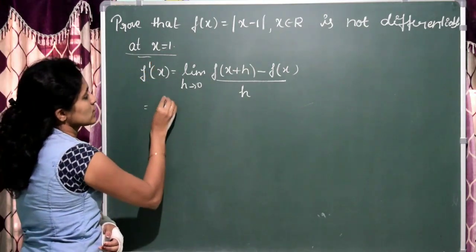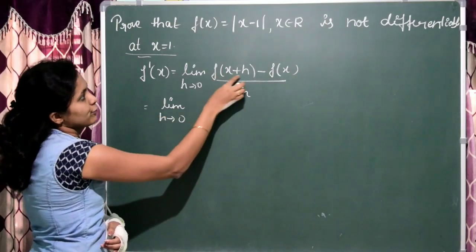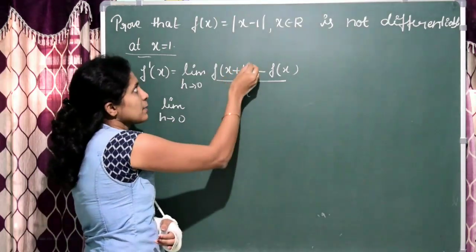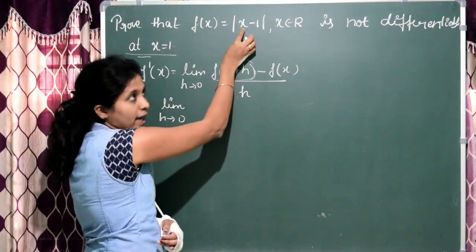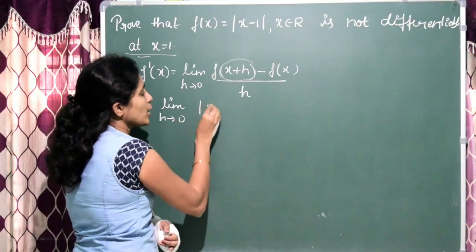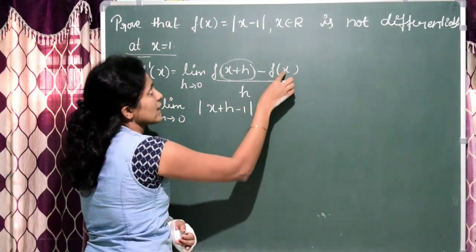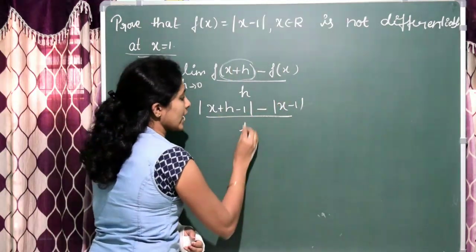Before that we'll substitute this one. Limit of h is tending to 0. F of x plus h. F of x is mod of x minus 1. In the place of x we have x plus h. Right? Here x is replaced by x plus h. So this will be now mod of x plus h, and minus 1 is as it is, minus f of x is mod of x minus 1 divided by h.